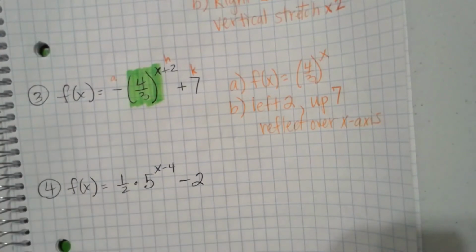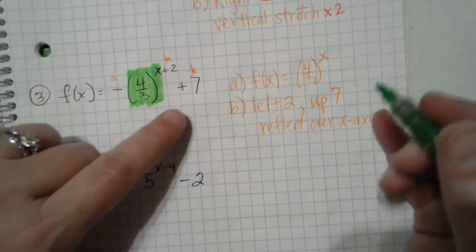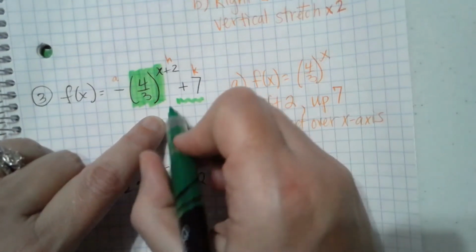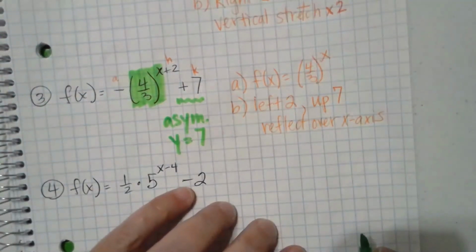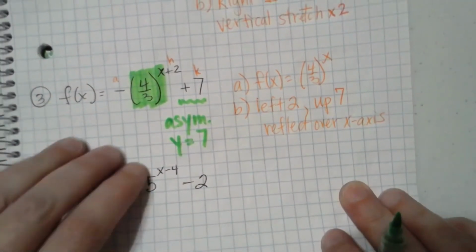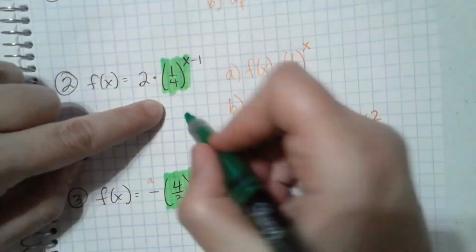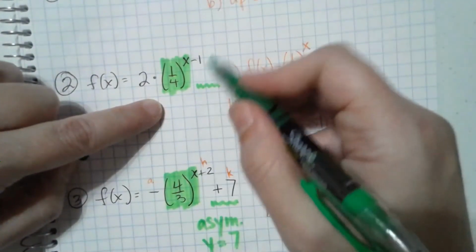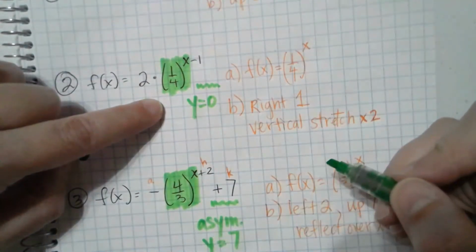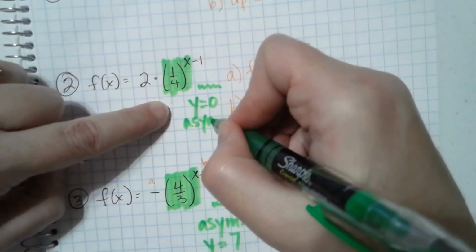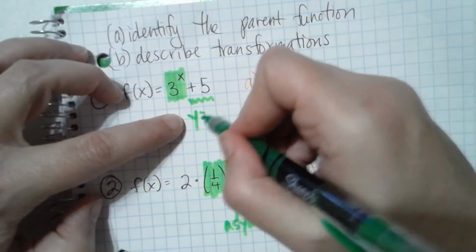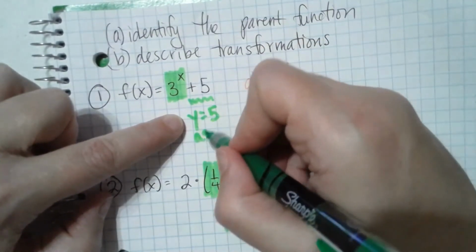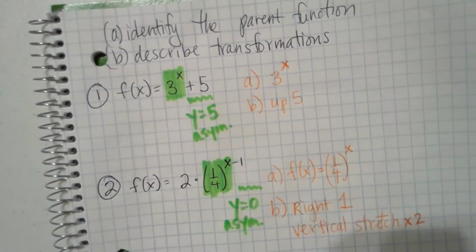Okay? And I'm going to put one extra note in here. This value right here, this is our asymptote. Okay? Y equals 7. Let's go up here to number 2. Where is our asymptote? What do I have out here at the back? Nothing. Y equals 0. That's our asymptote. And what about number 1? My asymptote is at positive 5. Okay? No guessing on that. It just is.